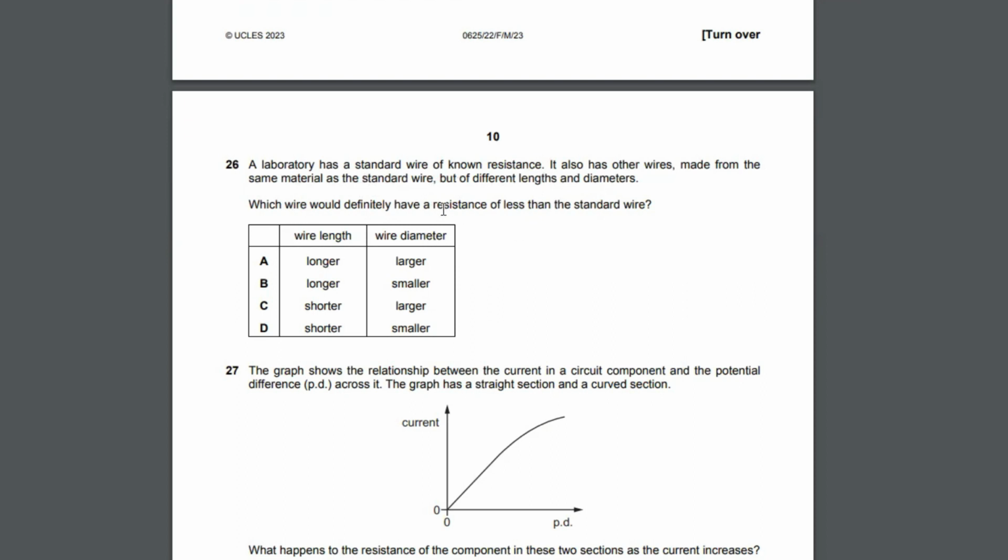So we want a wire whose resistance is less than the standard wire, but it has to be made of the same material. So if you want to have the least resistance, then the length of the wire should be shorter and the diameter should be larger. So the answer is C.